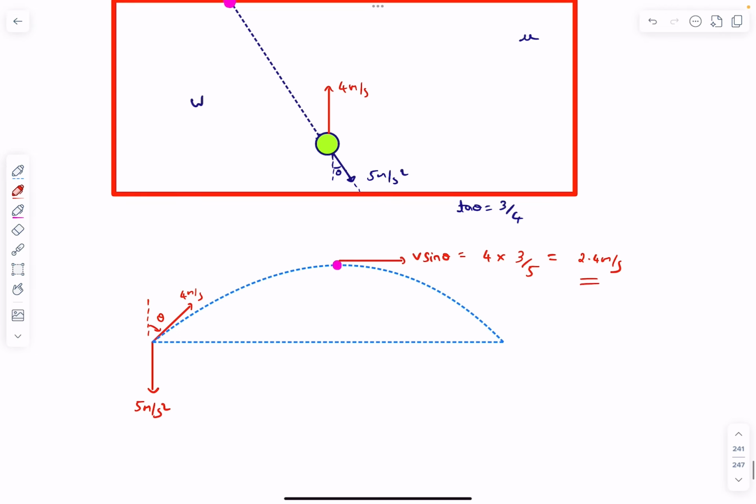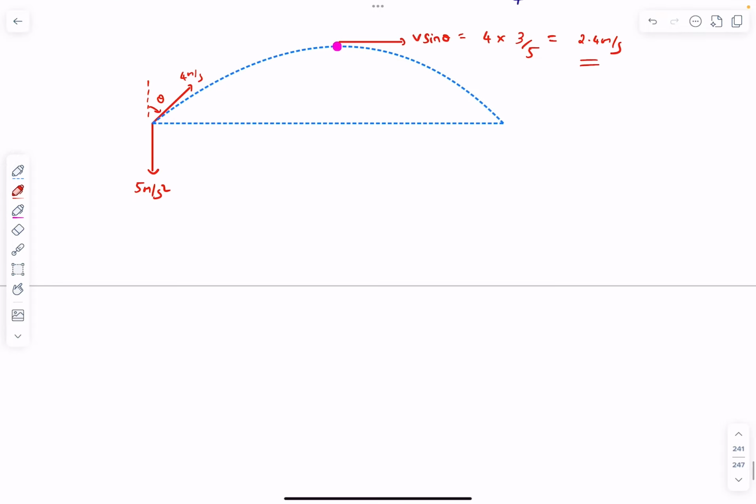Okay, so there is another slightly nice looking method for finding the minimum speed as well. So I want to discuss that as well.